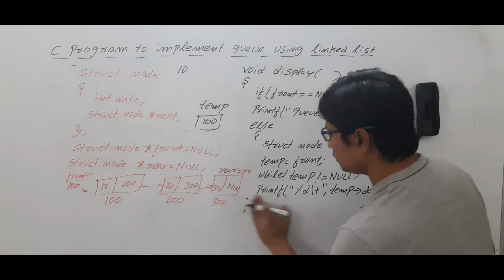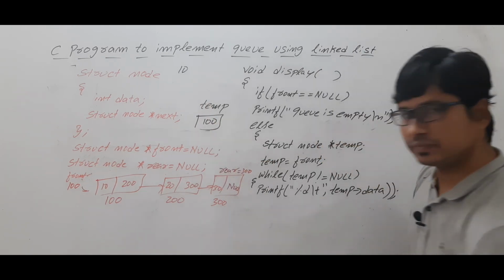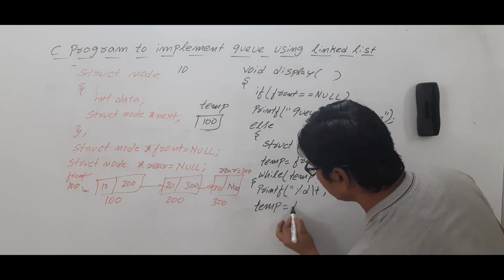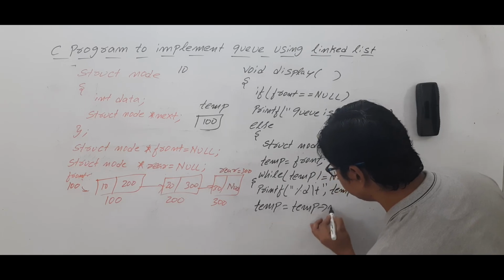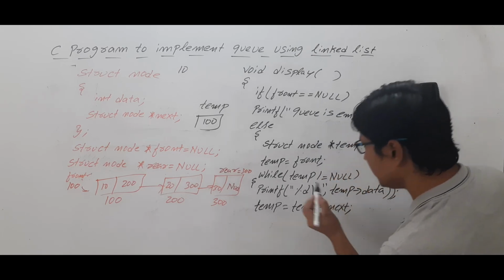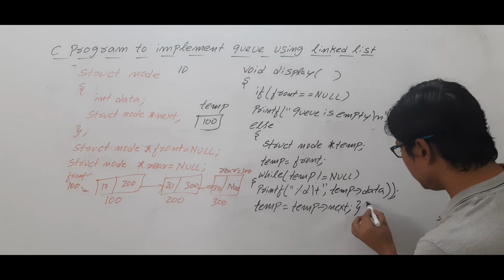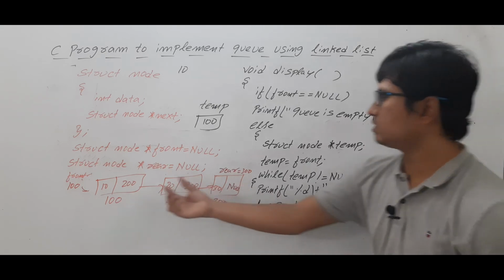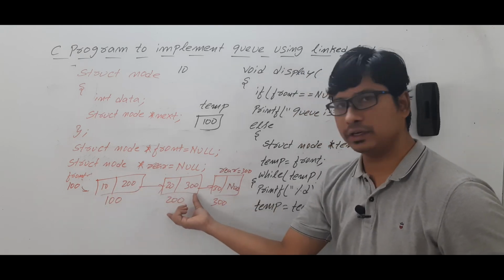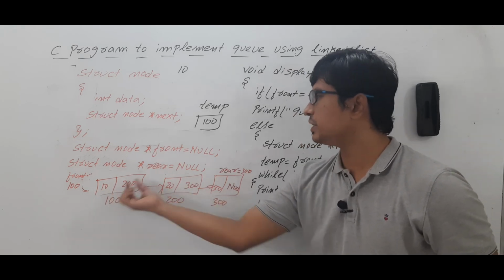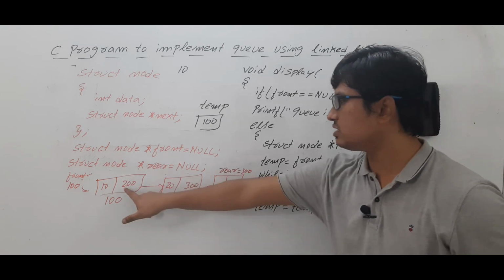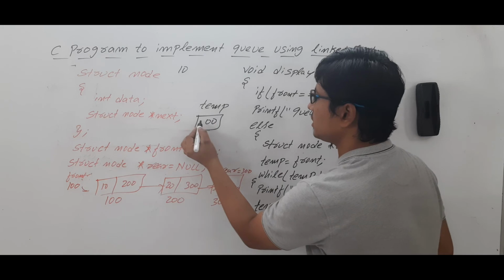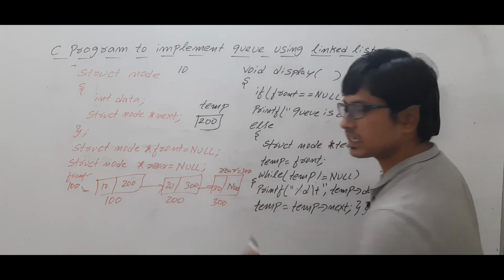Then what I need to do? I forgot to write one point here. Is it clear? Then I have to write temp is equal to temp of next. Then I need to close the while block, I need to close the else block, then I need to close the function. Once I printed this value, then temp should point to here. So how can it point? Temp is equal to temp of next. What is temp of next? 200. That you are storing into the variable called temp. Now temp is pointing to the second node.